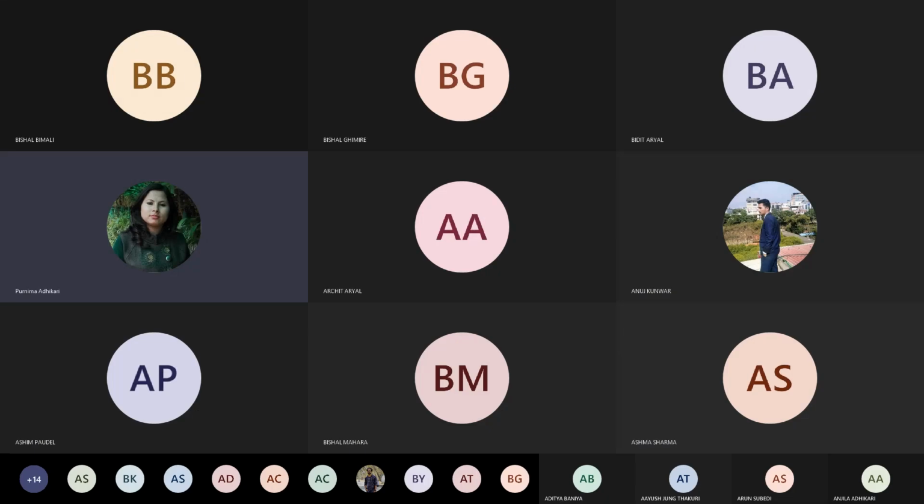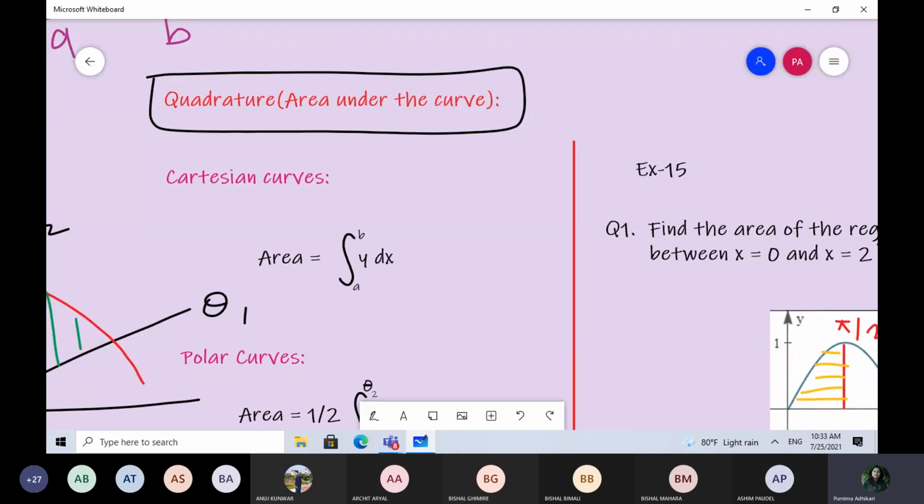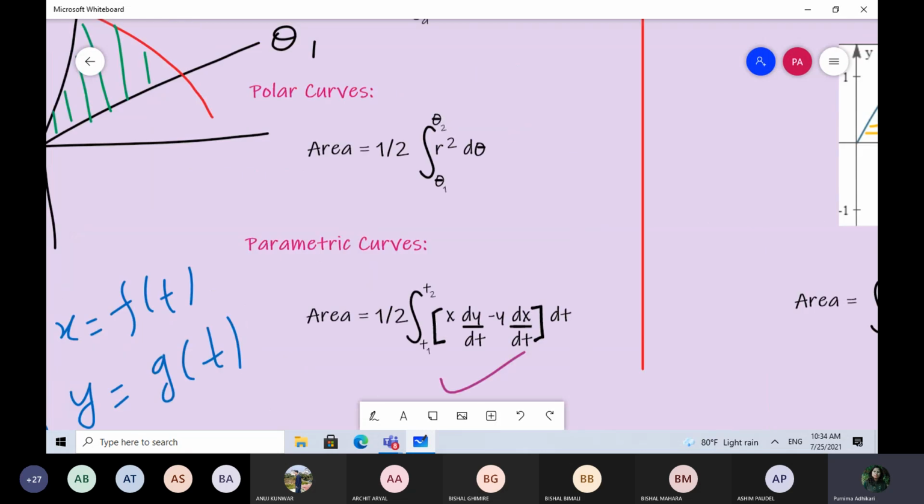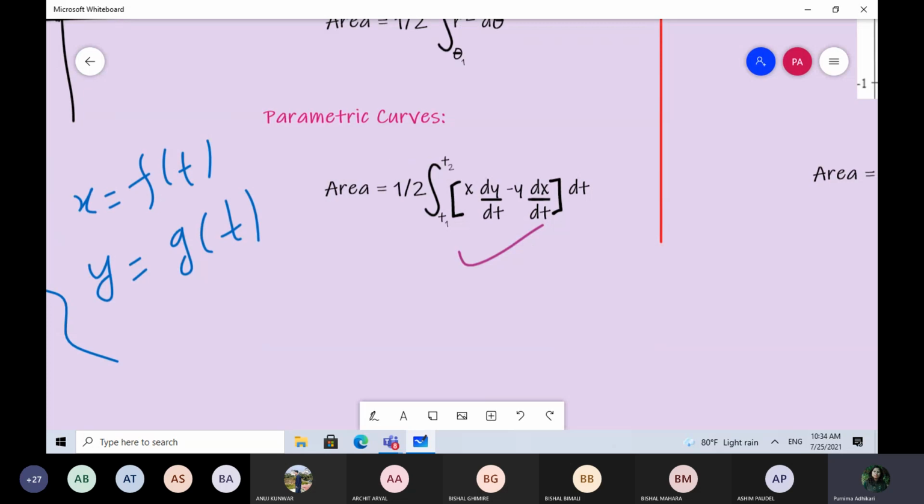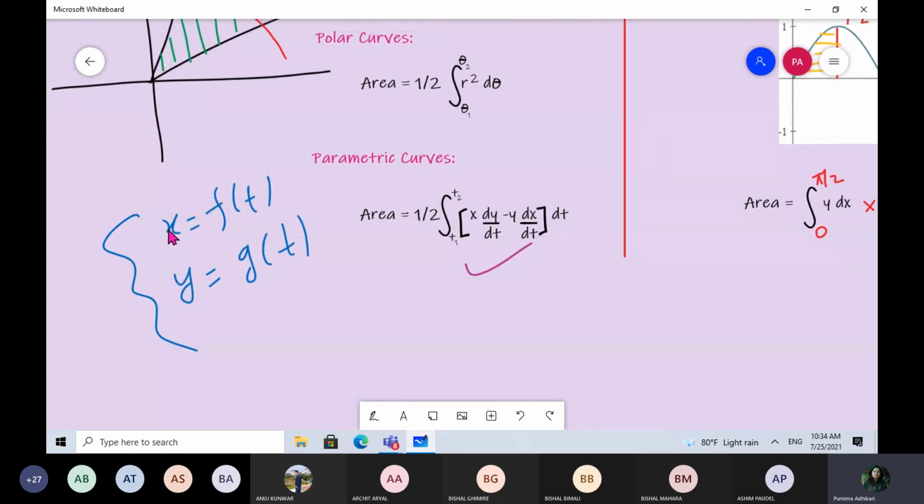For parametric curves, I must have given you the formula earlier also. This equation is the formula which we are going to use. This is how we write down parametric curves.